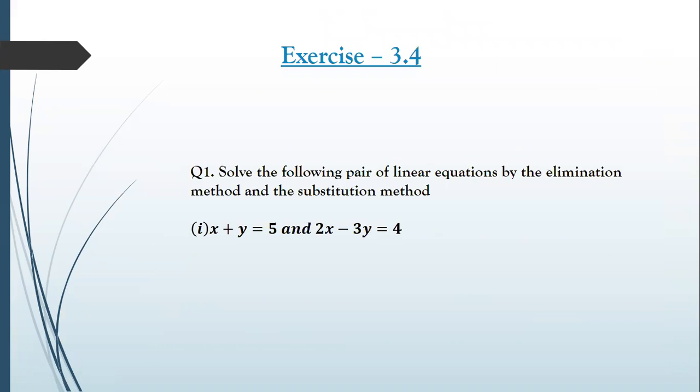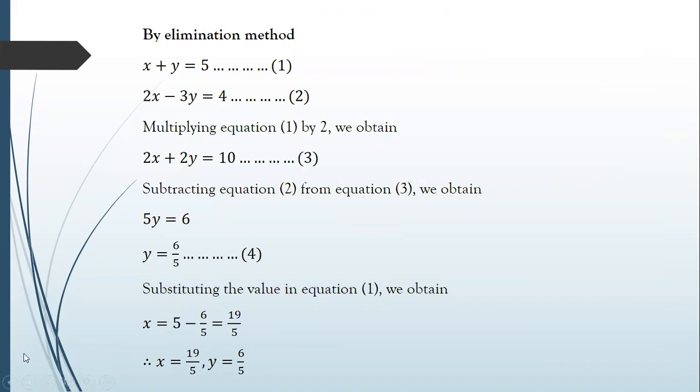Exercise 3.4. First, we have to solve this by elimination and substitution method. x plus y equal to 5, 2x minus 3y equal to 4. So we have two equations. Multiplying the first equation by 2, we can make both the coefficients of x equal. Subtracting, we get y is 6 by 5, x is 19 by 5 and y is 6 by 5.